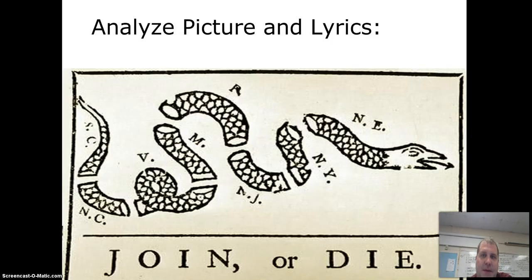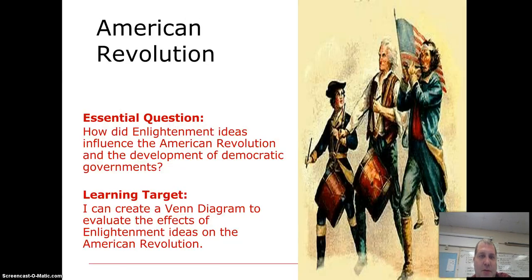Now, don't forget, you do have a Bill of Rights in America, so that's where we get it from, in case you didn't know. And the last picture and lyrics, no, we're just going to skip it. We're going to go to the American Revolution. So we're going to look at how Enlightenment ideas influenced the American Revolution and the development of democratic governments. America.